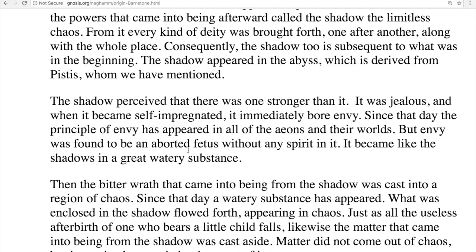Since that day, the principle of envy has appeared in all the aeons and their worlds, and they then became archons, meaning an archway of the ancients that would assist humanity from the kenoma back into the fullness. But one must first be emptied of the fullness in order that one may bring one's individual, unique self, their name, as an addition to the continuation of the emanation of fullness. So the God is forever expanding into infinity. But every envy was found to be an aborted fetus.